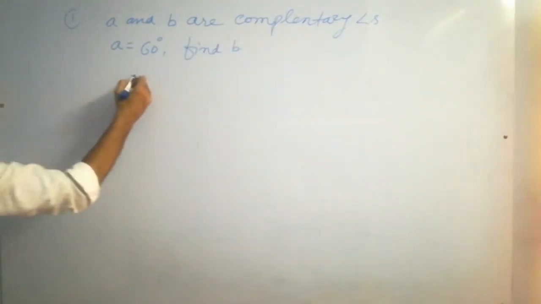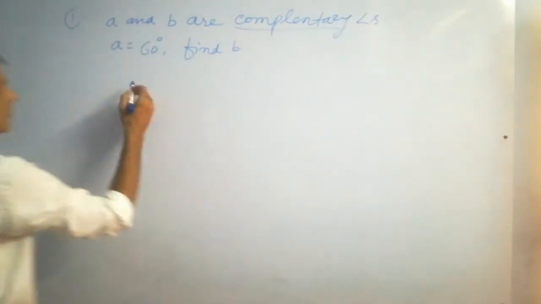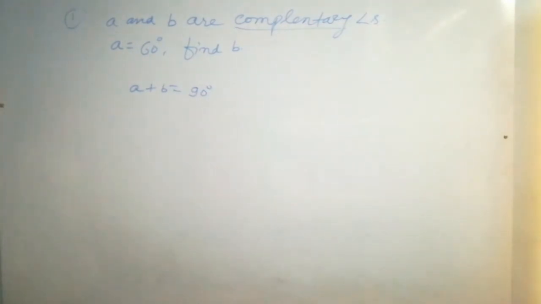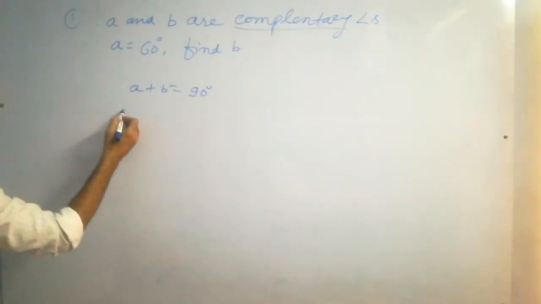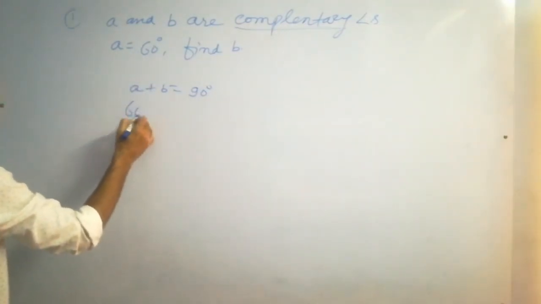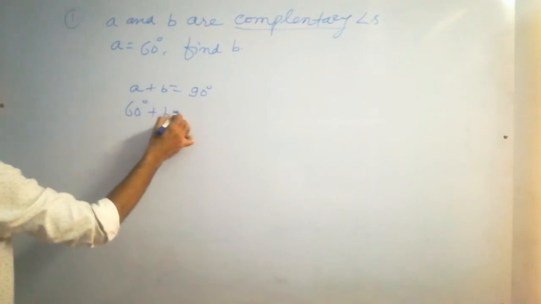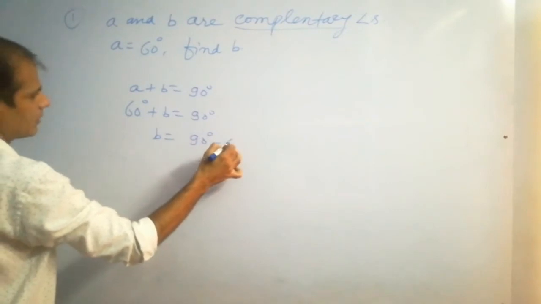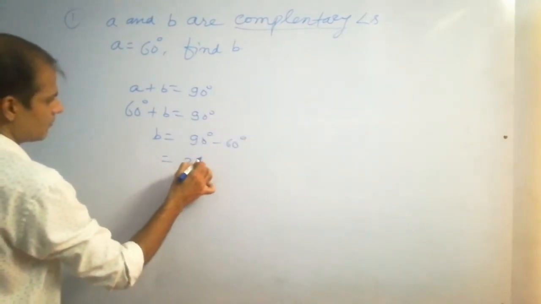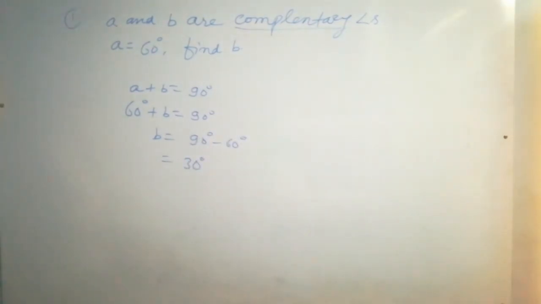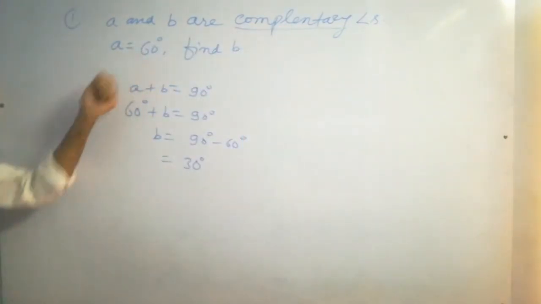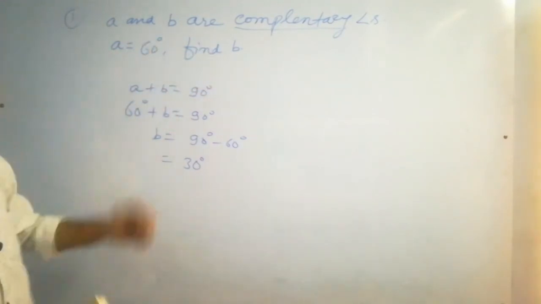As you know, these are complementary angles, so we write A plus B is 90 degrees. It means if A is 60 then B will be 90 minus 60, that is 30 degrees, obviously. So in this way you can say if A and B are both complementary angles and the value of A is 60 degrees, then B will obviously be 30.